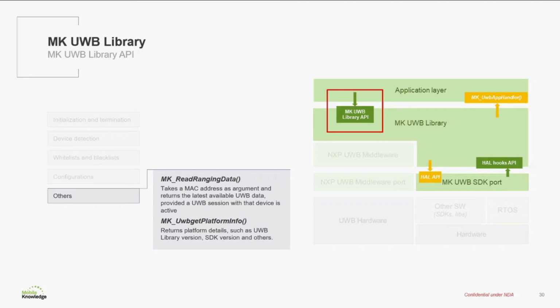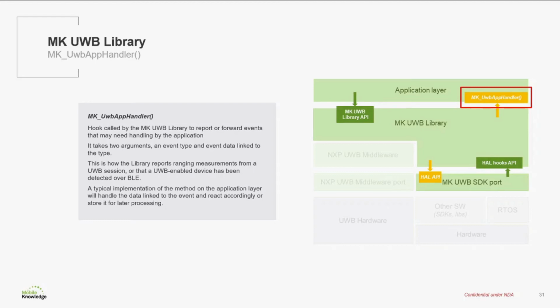Finally, MK UWB get platform info fills the structure with platform information such as the version of the library, the version of the NXP UWB middleware, and other useful data that identifies the platform the library is running on.